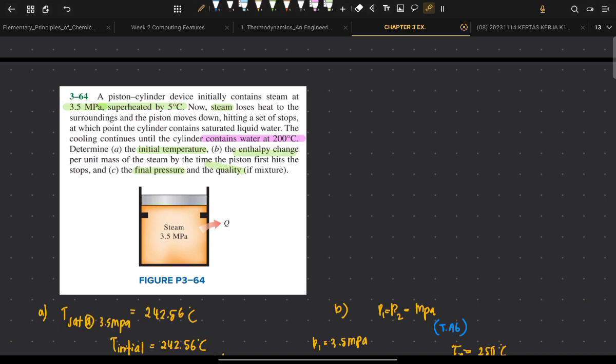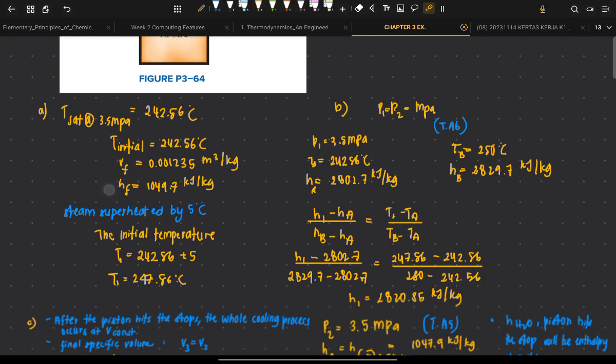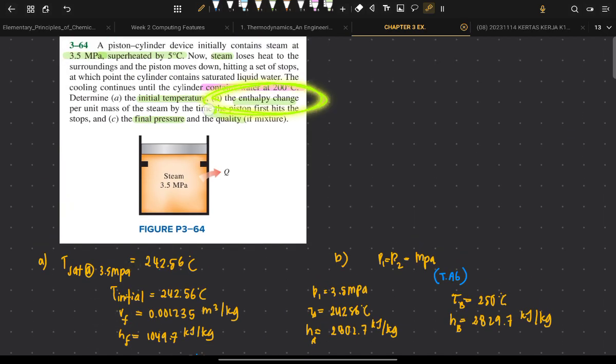And then the question says superheated by 5 degrees Celsius. So the Tsat plus 5 degrees Celsius gives the T initial actually. So the T initial is actually Tsat plus 5. So we get 247.56 degrees Celsius.